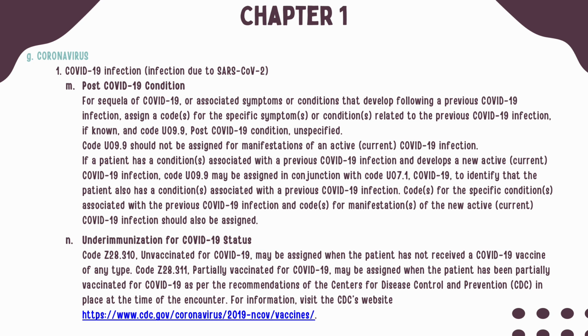If the condition associated with a previous COVID-19 infection is present and the patient develops a new COVID-19 infection, then code U09.9 can be used in conjunction with U07.1 to identify the associated condition that is related to the previous COVID infection, as well as the current COVID-19 infection. Codes for the conditions associated with the previous COVID-19 infection, as well as codes for the manifestations of the current COVID-19 infection, should also be assigned.